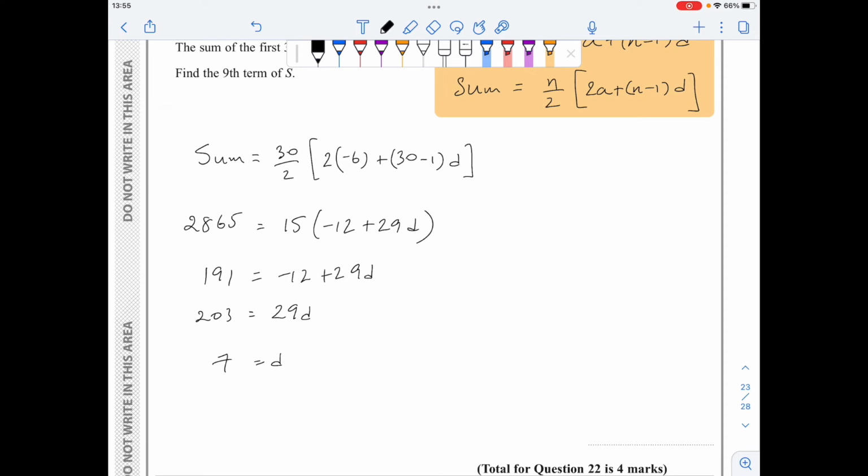So using the nth term formula, I've got that the 9th term is equal to a, which is minus 6, plus n minus 1 times the common difference, and this will come out to be 50, which is the final answer.